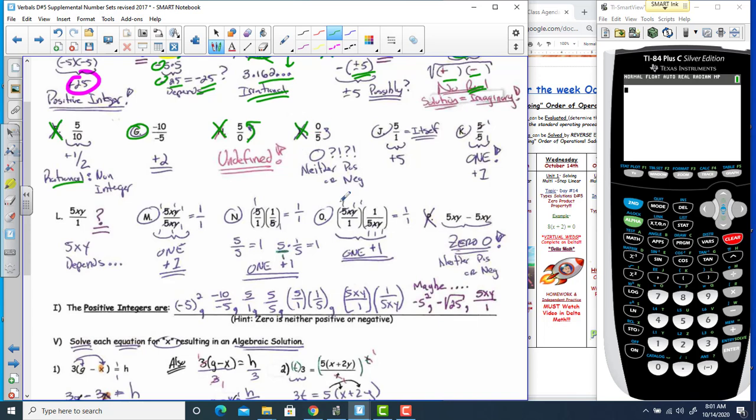Any amount divided by 1 is itself. Any amount divided into itself will divide perfectly one time. Those are both positive integers. Letter L, any amount divided by 1 is itself, and that's going to depend on what x and y are. So we're not really sure if L would be a positive integer or not. It's fair to put a question mark there.